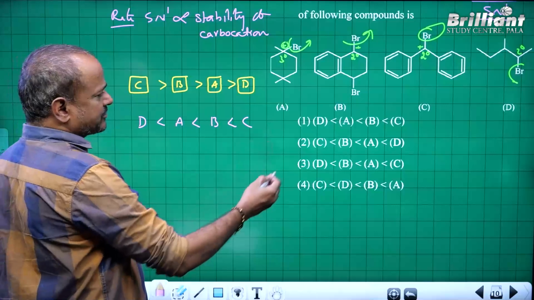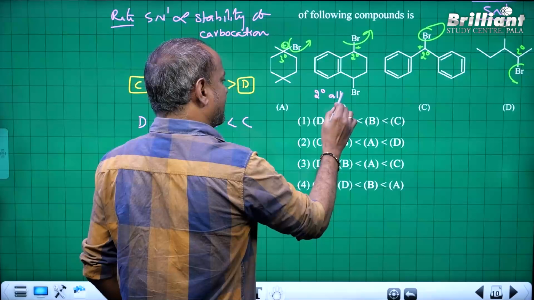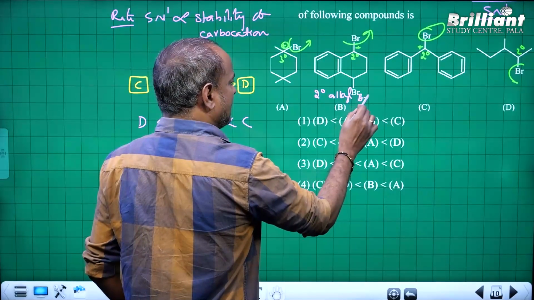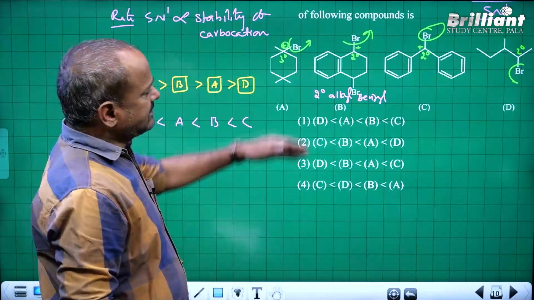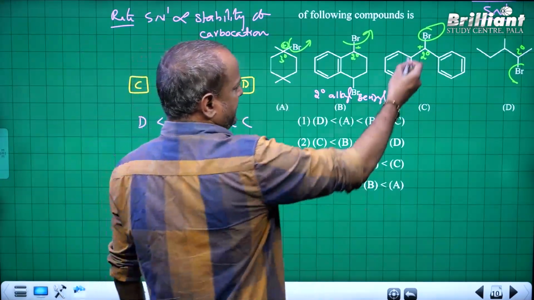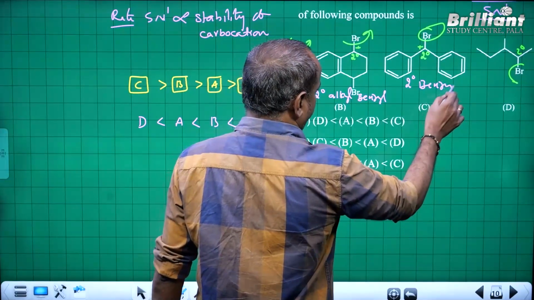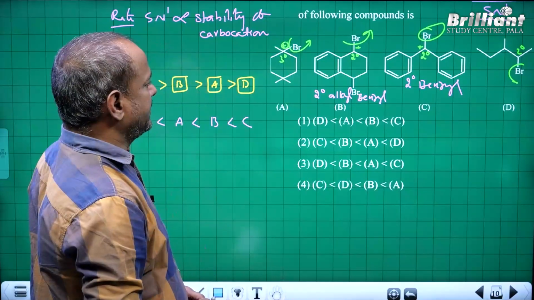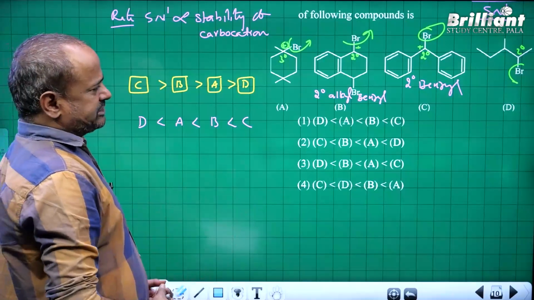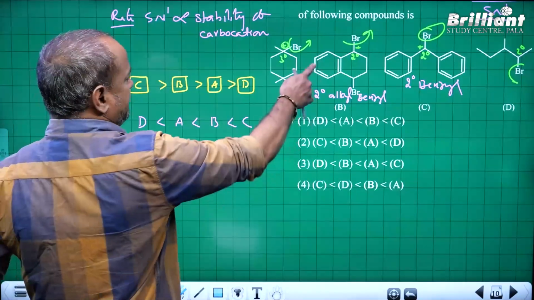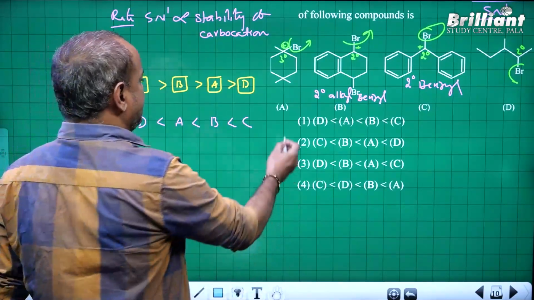So B is called secondary alkyl benzyl. Any one side I can take. This is called secondary benzyl. So secondary benzyl is more stable because of benzene rings on two sides. This side has one benzene ring and one aliphatic side, with hyperconjugation only. Okay, answer 1 is correct.